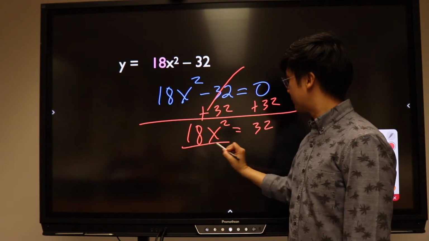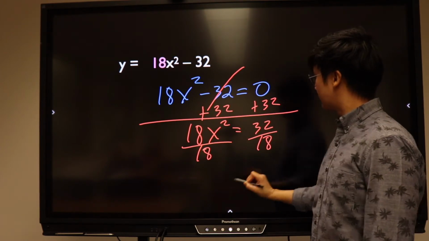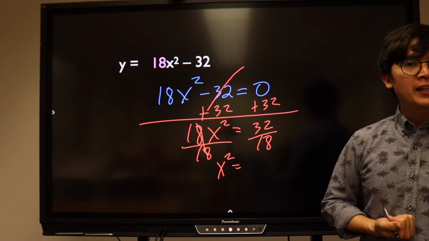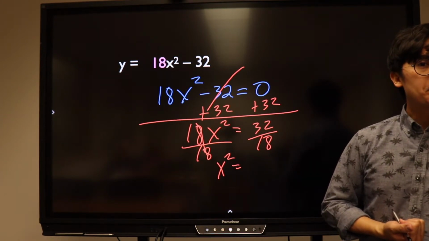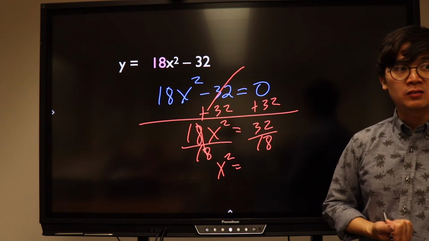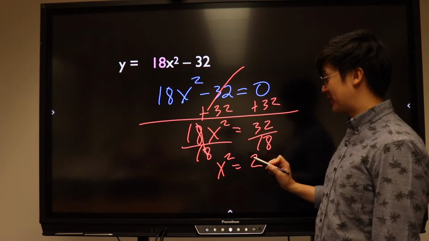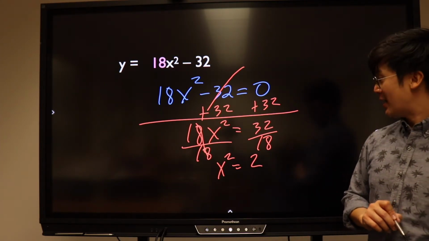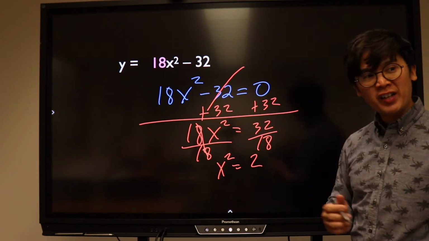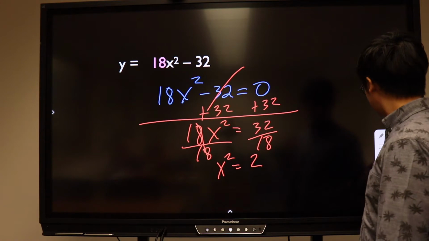Next move? Divide by 18. Can 18 go to 32 perfectly? How many times does 18 go to 32? Twice. Yeah, 2 times 18 is 32, right? Are we finished? No. What's the next move?